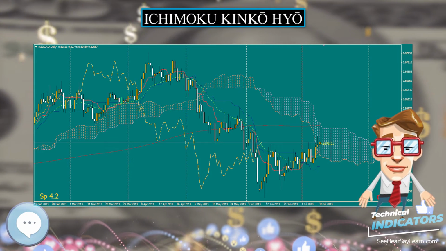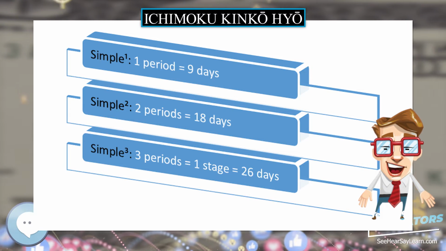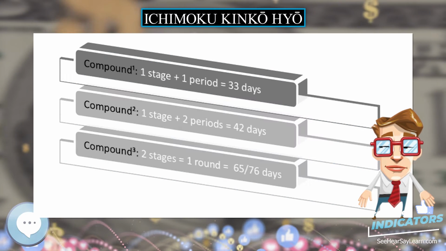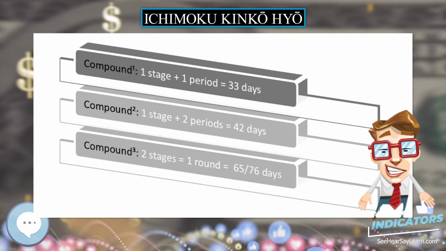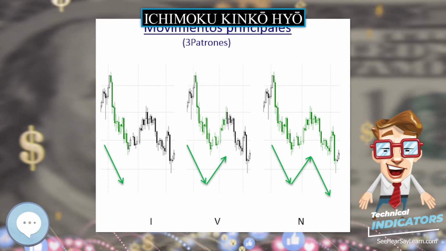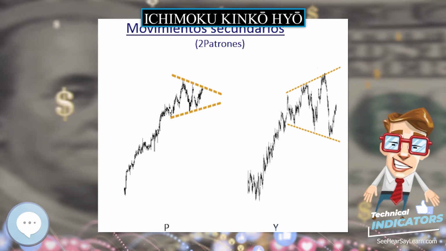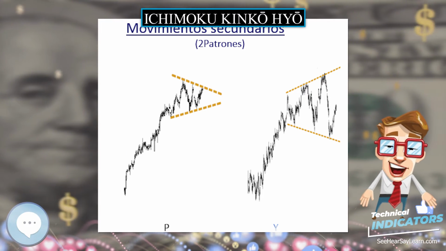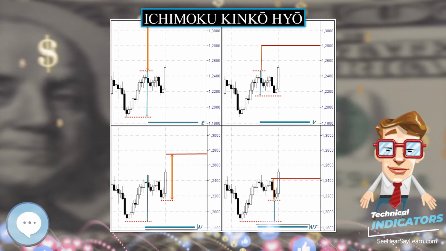Kijun Sen. Calculation: highest high plus lowest low /2 for the past 26 periods. This is a confirmation line, a support/resistance line, and can be used as a trailing stop line. The Kijun Sen acts as an indicator of future price movement. If the price is higher than the blue line, it could continue to climb higher. If the price is below the blue line, it could keep dropping.